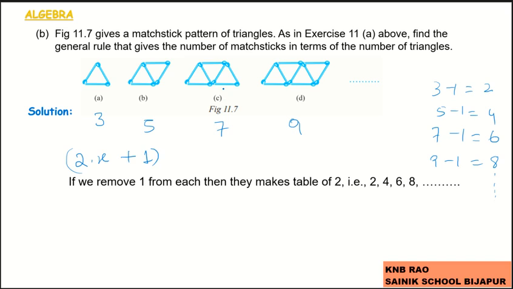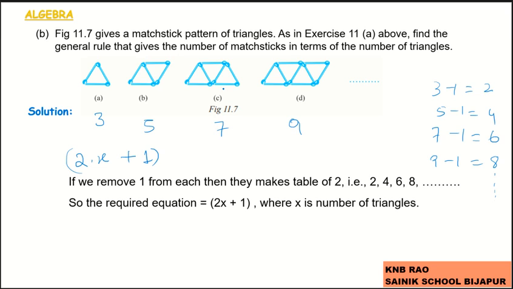So, the same explanation I give. If we remove 1 from each of them, they make table of 2's. Therefore, the required equation is 2x plus 1, where x represents the number of triangles. So, children, with this I have completed exercise questions of 11.1.